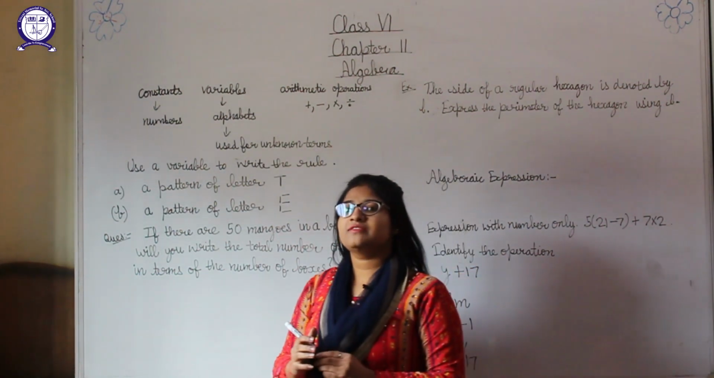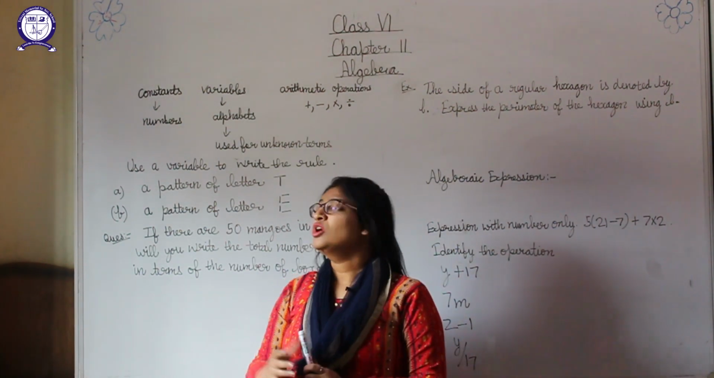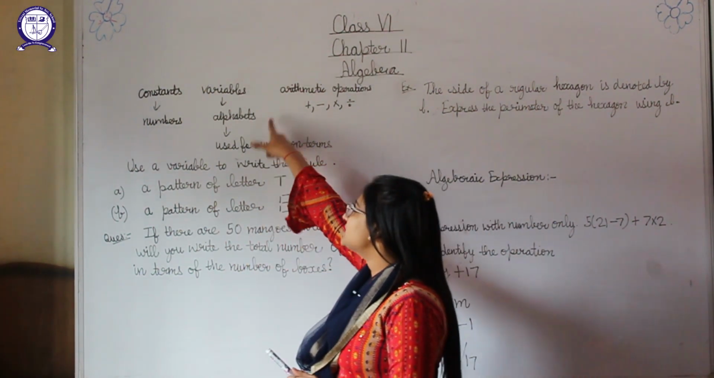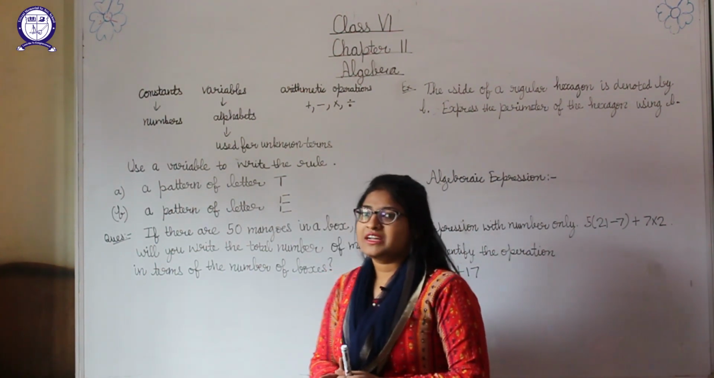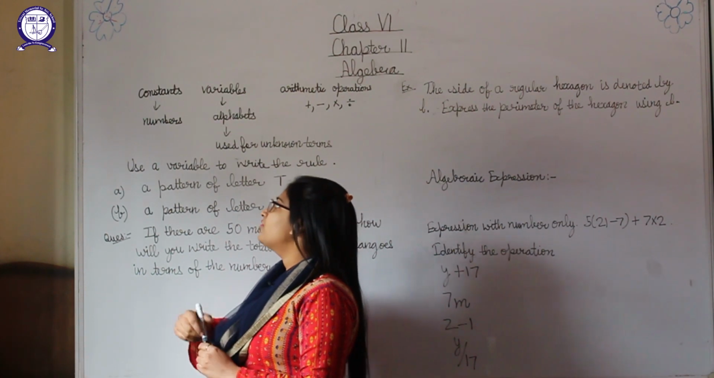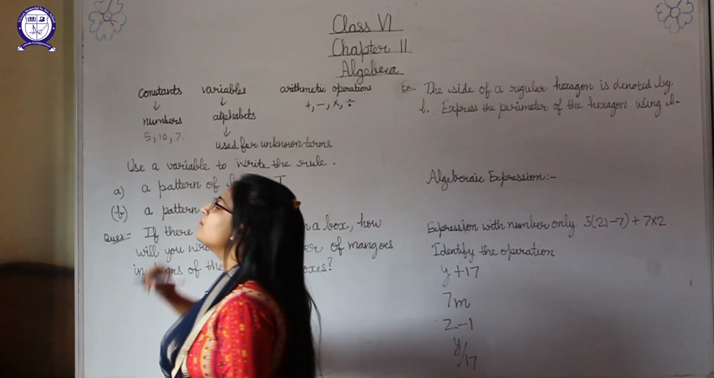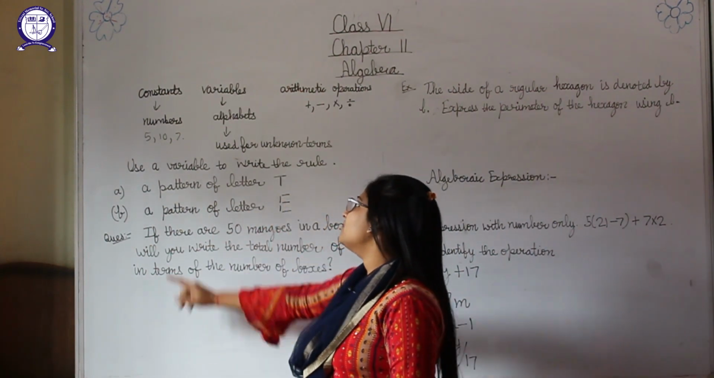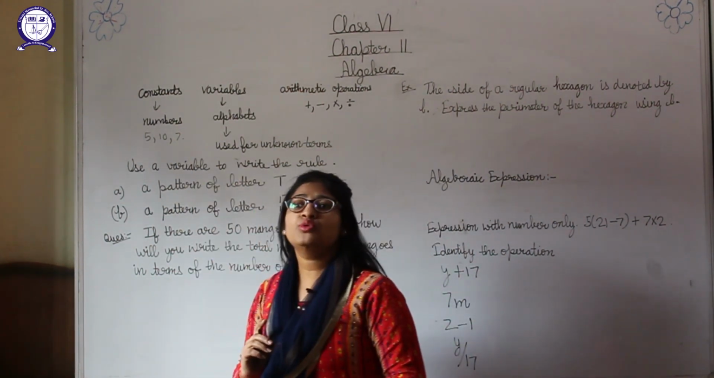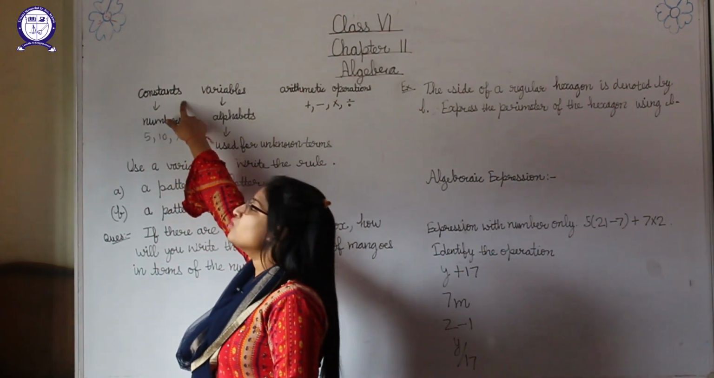Suppose if it is given that there are unknown things but we need to find out their value. So for them we will take the alphabets and then we will try to solve and we will get our answer. Here the constants are the numbers. Suppose 5 is here, 10 is here, 7 is here, any number is given, then we know that their value remains the same. Their value does not change. So that's the constant thing.